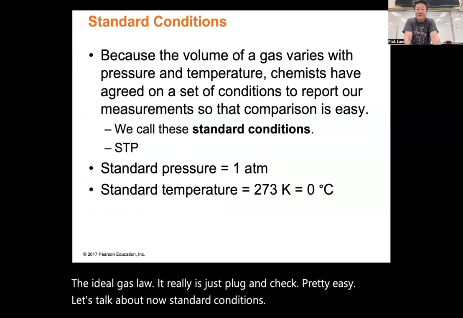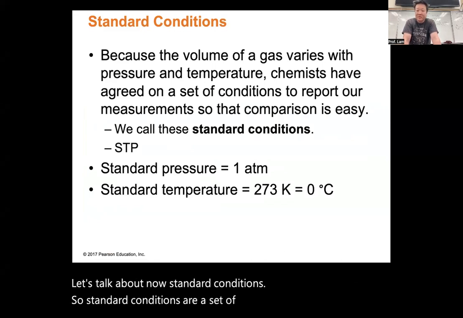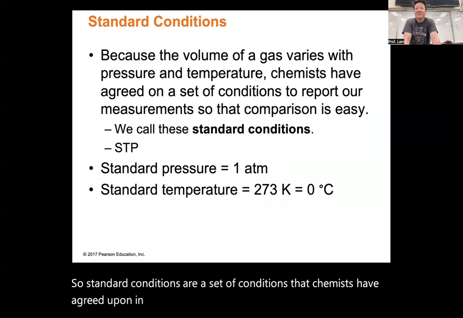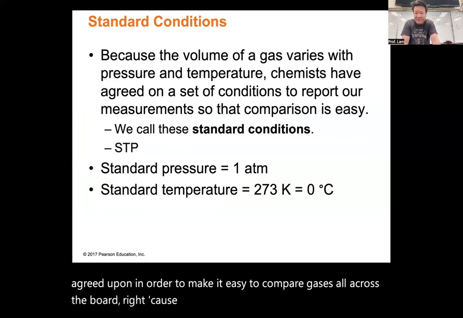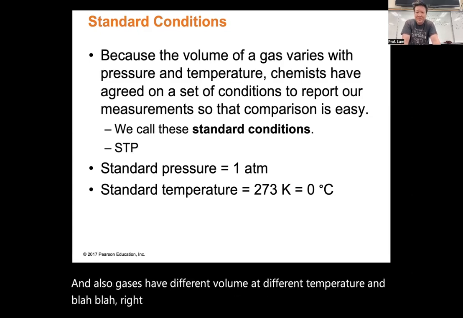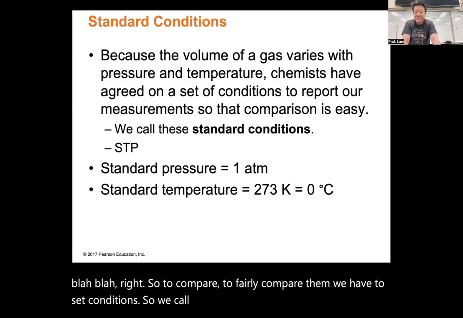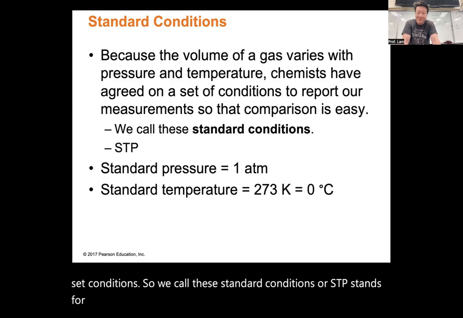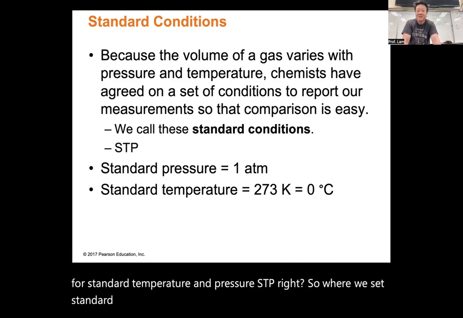So standard conditions are a set of conditions that chemists have agreed upon in order to make it easy to compare gases all across the board, right? Because all gases behave differently. And also gases have different volume at different temperatures and so on, right? So to fairly compare them, we have to set conditions. So we call these standard conditions, or STP, which stands for standard temperature and pressure, right? So where we set standard pressure is atmospheric pressure at sea level, which is 1 atm.